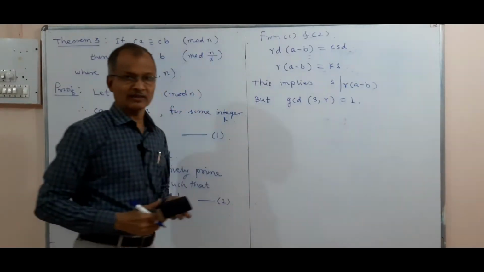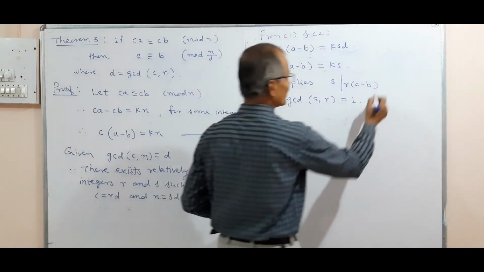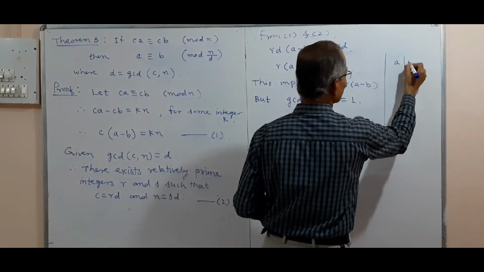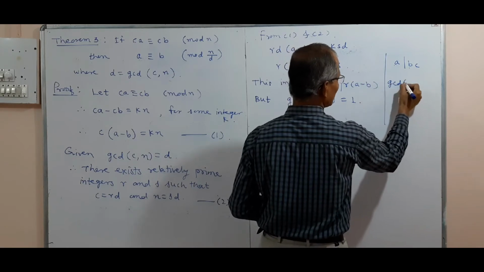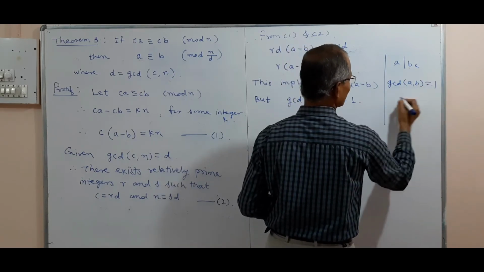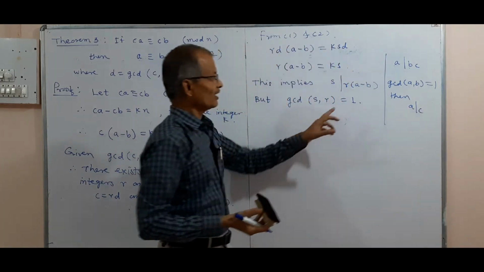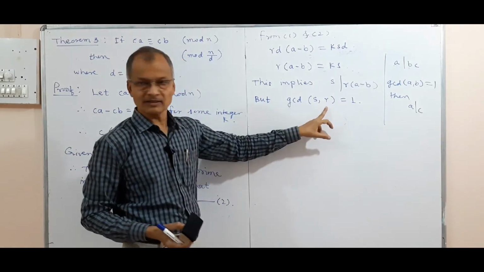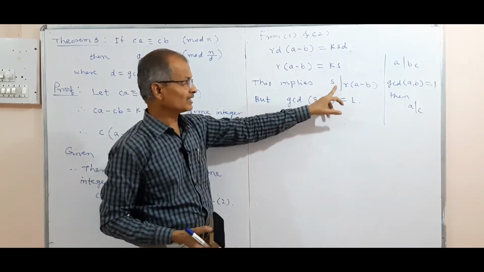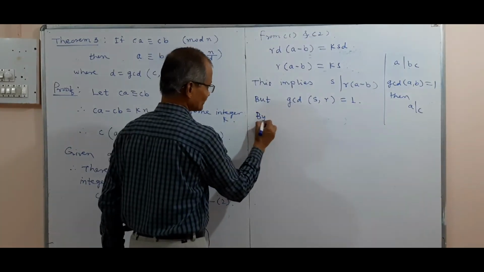And now we apply Euclid's lemma. So what is Euclid's lemma? If A divides BC, and A and B are relatively prime with GCD of A and B being 1, then A must divide C. The same lemma we shall apply here. GCD of S and R is 1. Therefore, this S must divide A minus B, by Euclid's lemma.